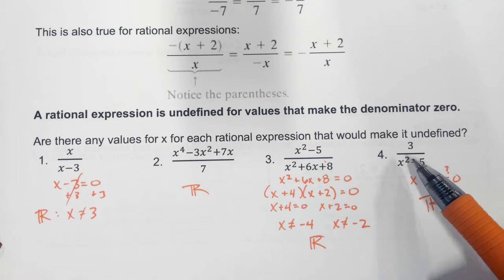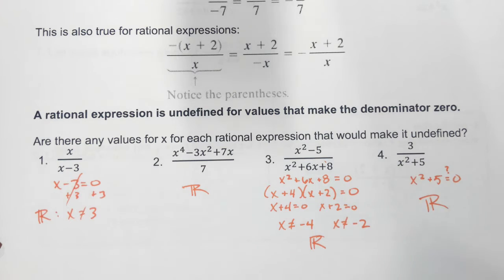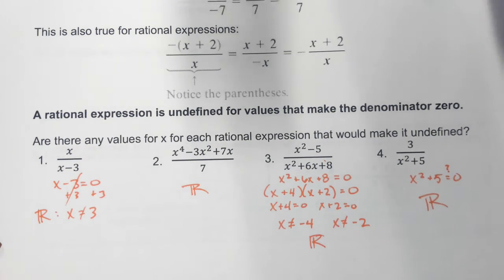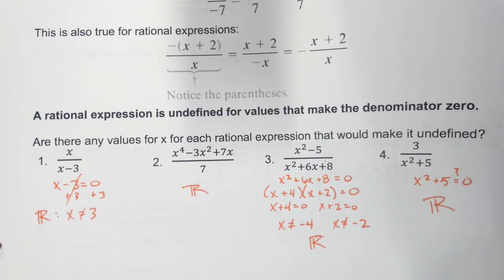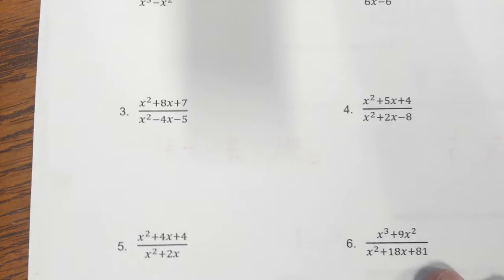Because if I square any number, it ends up being positive. And if I add 5, it's going to work out just fine as well. So there are some examples of that. So just set the denominator equal to 0 and think about it.